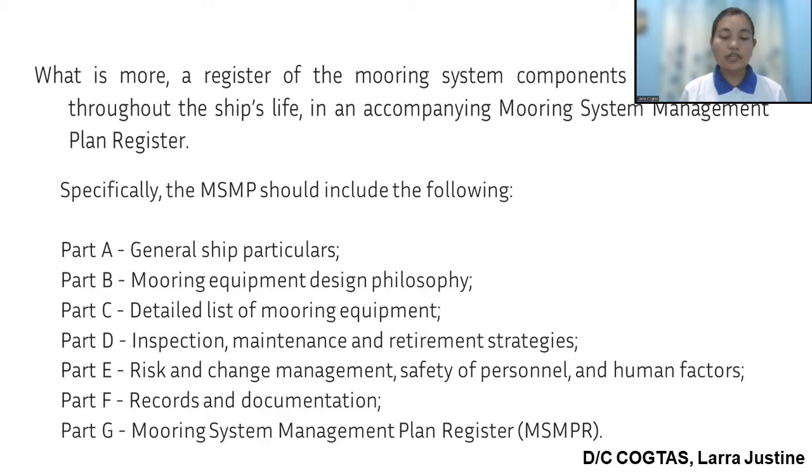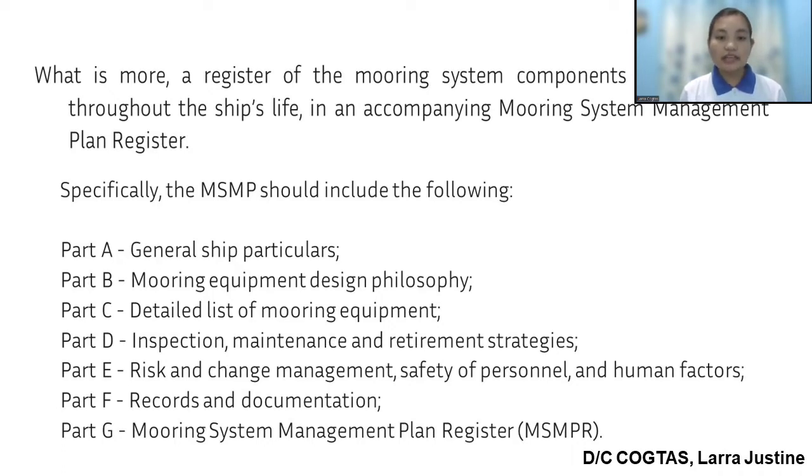Part A, general ship particulars, like the ship details including name, date of build, registration, IMO number, and flag or its class. Part B, mooring equipment design philosophy. It provides comprehensive details of the ship's original design philosophy and shows how the philosophy demonstrates that the ship can be effectively and safely moored against standard environmental criteria.